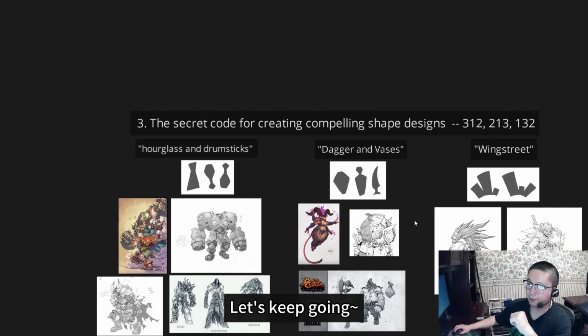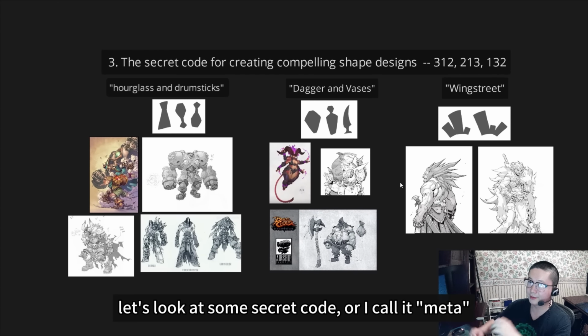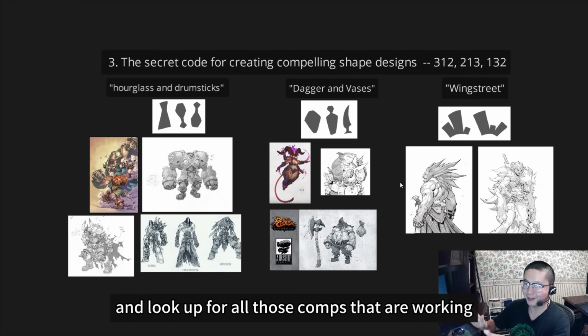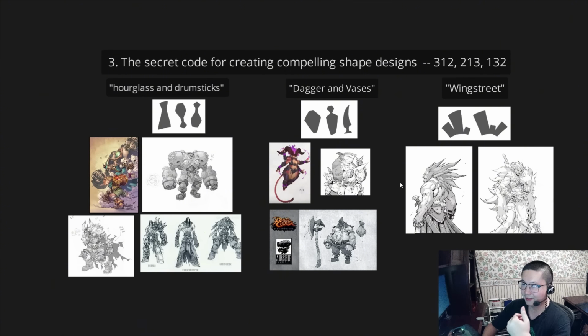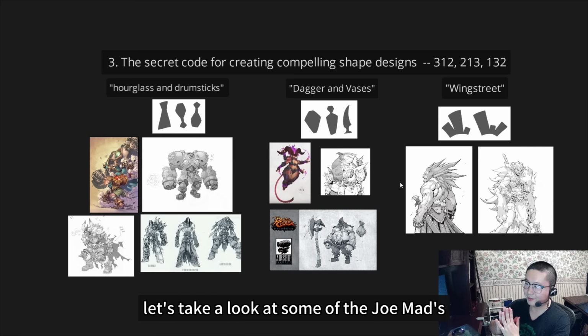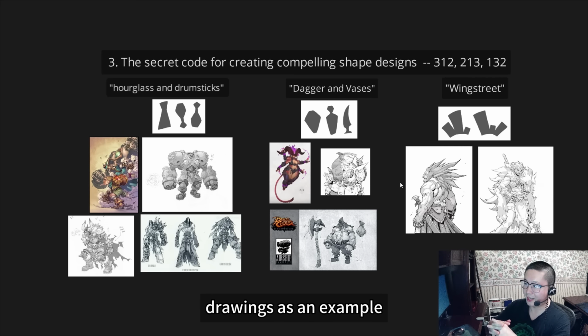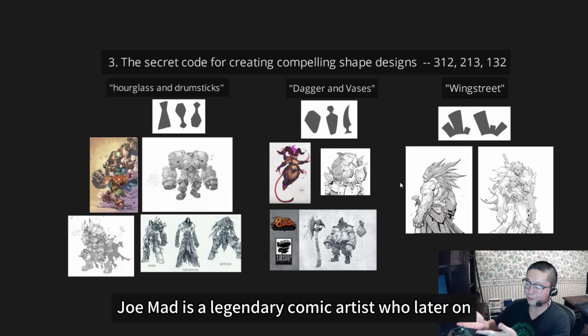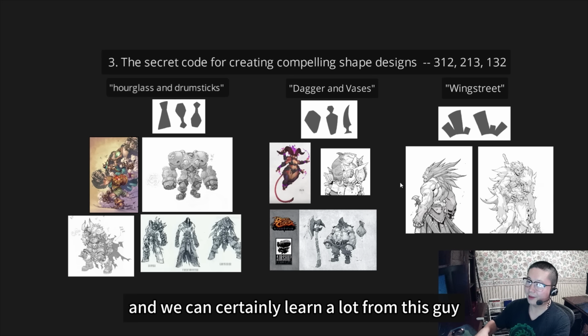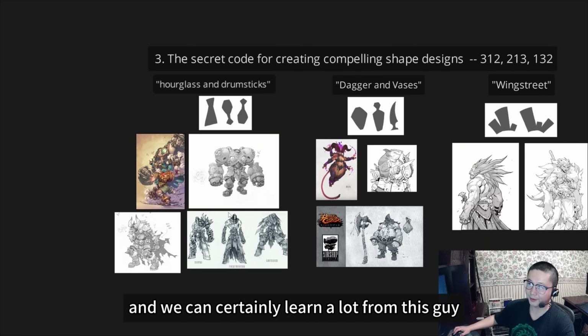Let's keep going. Let's look at some secret code, or I call it meta. Whenever I play TFT, I'm gonna type in TFT meta and look up all those comps that are working. For artists, there are also metas when it comes to shape design. Let's take a look at some of Joe Matt's drawing as an example. Joe Matt is a legendary comic artist who later on became a legendary designer in the game industry, and we can certainly learn a lot from this guy.